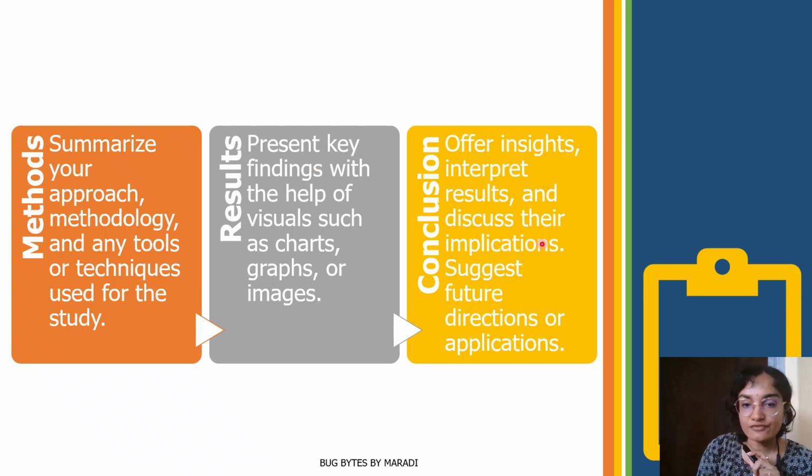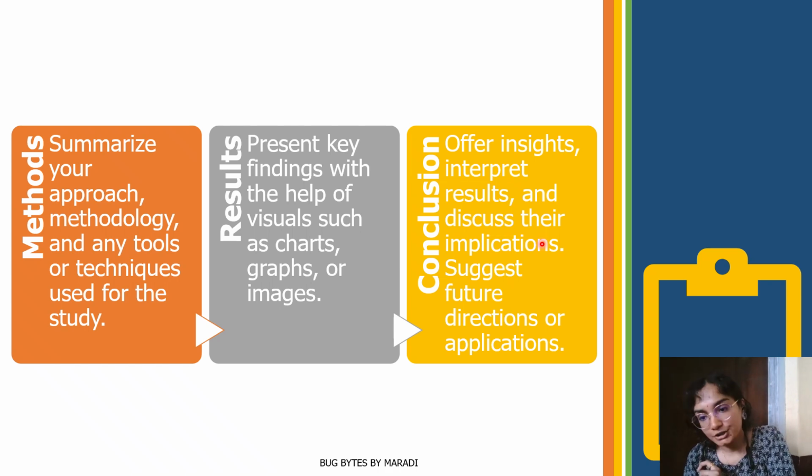Then you have the conclusion. In the conclusion, you have to offer insights about your work and interpret the result properly. I have told you that you can compare your result with someone else's already published paper. Or if you're taking two samples, the discussion will go like this: sample A has higher antioxidant capacity compared to sample B. You're also going to suggest the future directions. What are the future directions or applications?